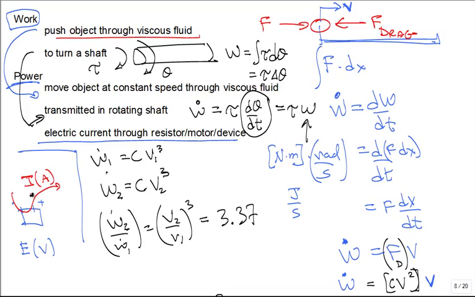But what is the power supplied by this battery if so many amps are running through it and there's a voltage gain through the battery? The power is being supplied by the battery. What's that power? E times I. True?